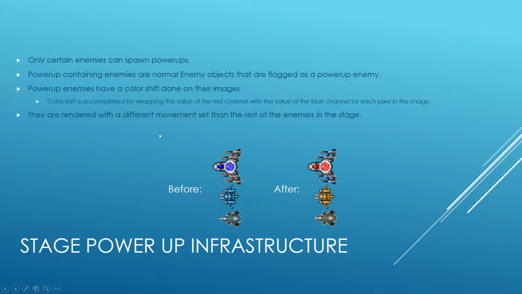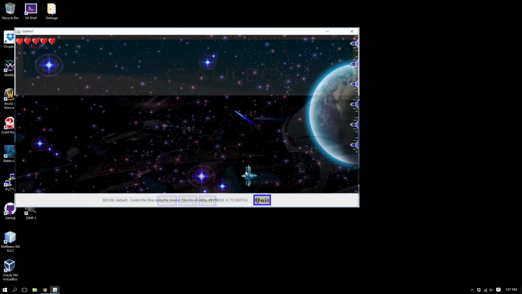A power-up enemy is an enemy that contains a power-up, so when you kill them, power-ups come out of them, and they move using the vector movement that I just talked about, and they also are color shifted so that they're different than the rest of the enemies. The color shift changes all blue values to red values and all red values to blue values for every pixel, and it does that for each stage, and here's a demonstration of that. Now let me give a quick demo.